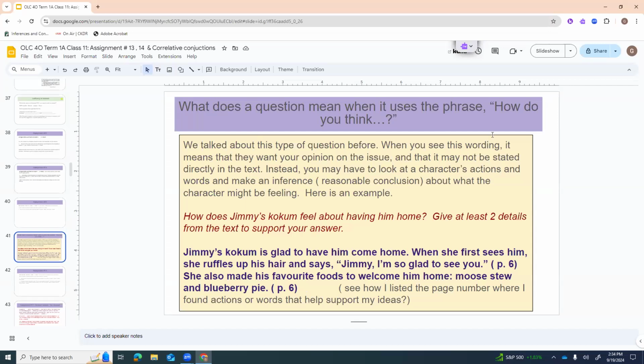Now, I also wrote here page 6 and page 6. The reason I did that is to show that I got this from a specific spot in the book. I didn't just make it up, okay? This is a good habit to get into. As you go on with English, it becomes a requirement rather than just a suggestion, okay?